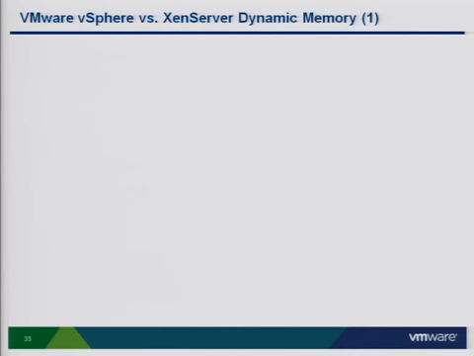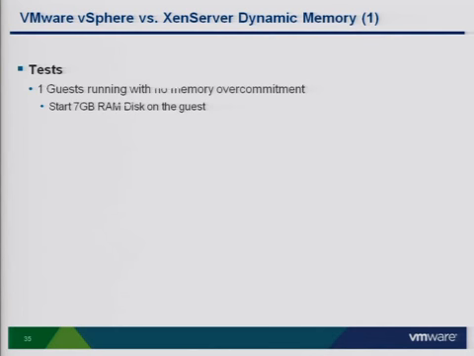So I wanted to compare this head to head. I'm going to take vSphere and XenServer, and I'm going to run a test on it. My test was there's a program out there called RAM Disk. What RAM Disk does is it builds a virtual disk out of the physical RAM in your system. So I said, okay, I'm going to make a 7 gig RAM disk.